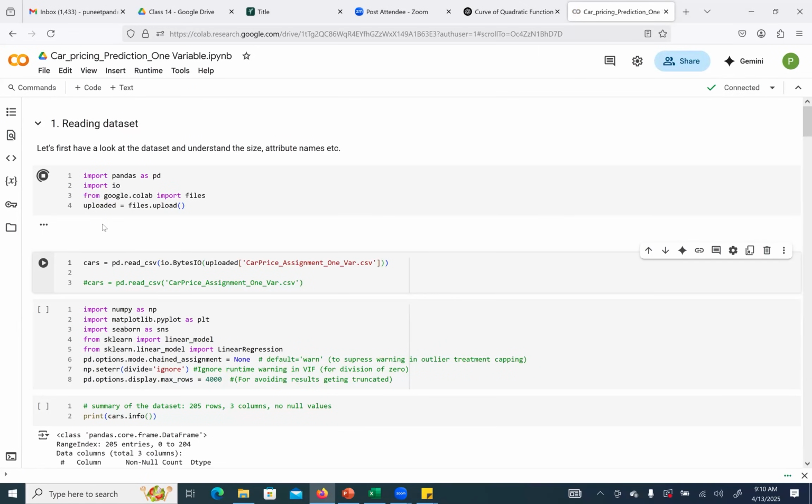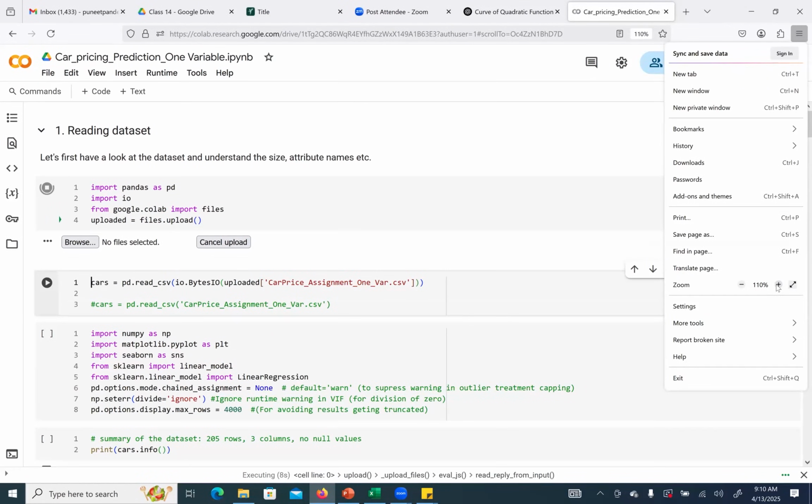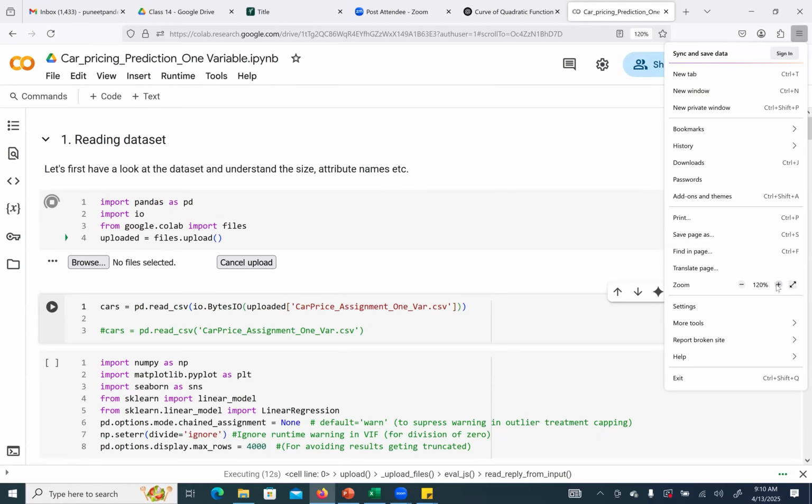Can you please increase the font size? It's too small. Okay, sure. Let me know. This is fine. A bit more. Yeah, it's fine. Thank you.